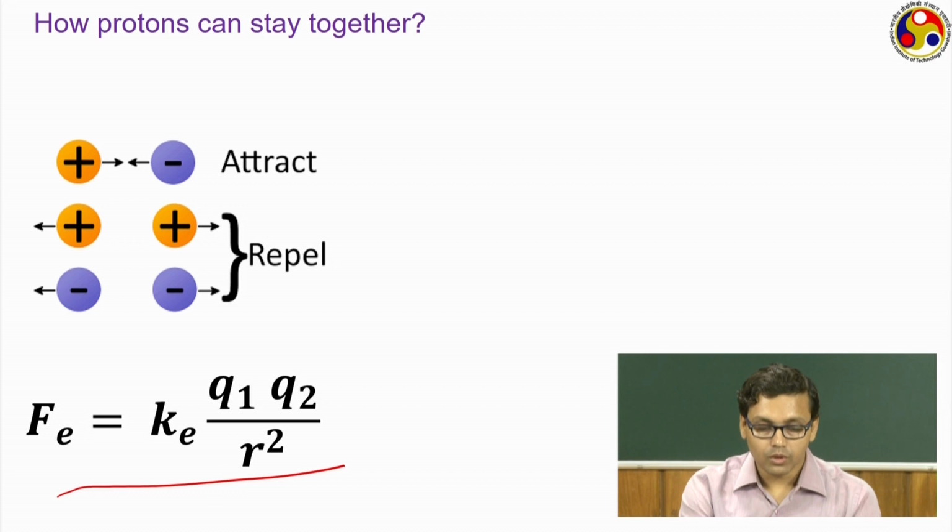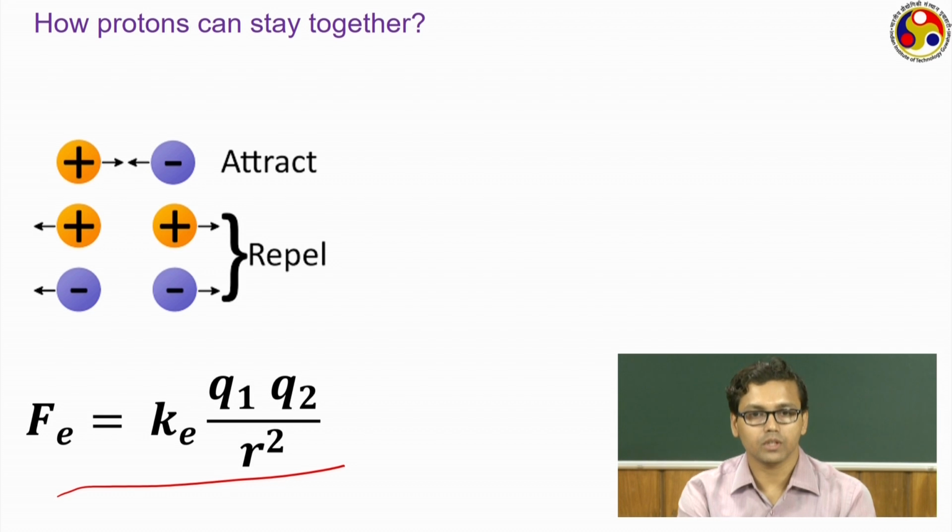Now, when we talk about any nucleus, particularly those of the heavier kind, there are several protons present inside the nucleus, and all of them are facing this repulsive force because of the presence of other neighboring protons. Neutrons are electrically neutral and therefore, they have no electrostatic attraction towards the proton.